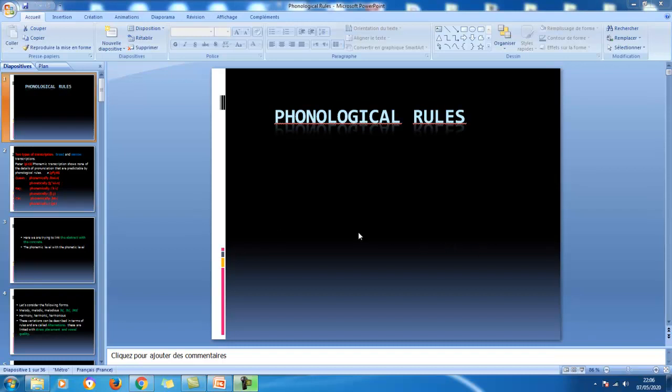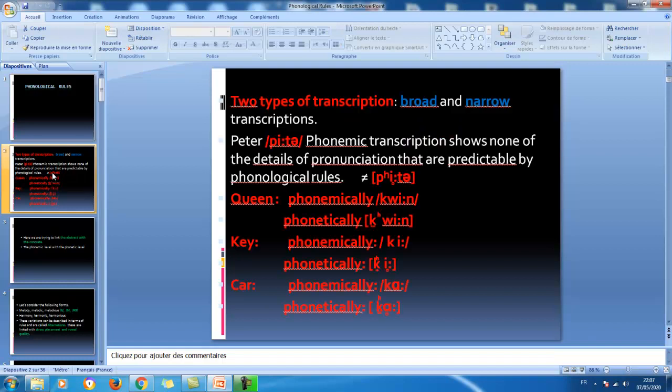Hi everybody, welcome to this new section in phonology concerning phonological rules. Before we actually look at concrete examples of phonological rules, let us just remind ourselves of a distinction within phonology between broad and narrow transcriptions.